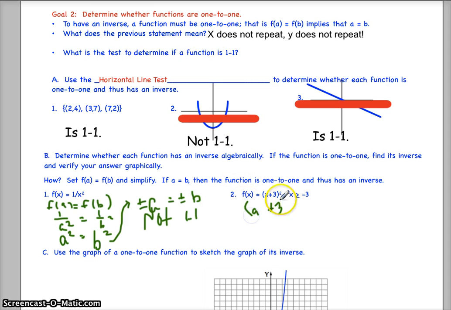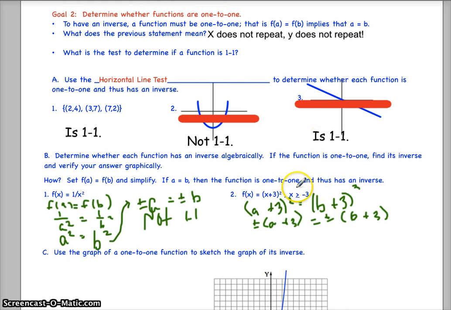A plus 3 squared. F of B is B plus 3 squared. Okay? And then if I take the square root of both sides, again, I do get plus or minus A plus 3 and plus or minus B plus 3. But I have something a little bit different here, and let's talk about what that difference is.